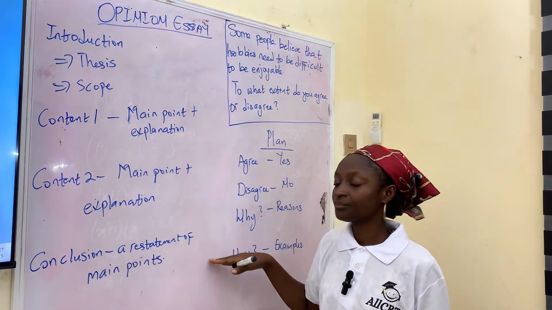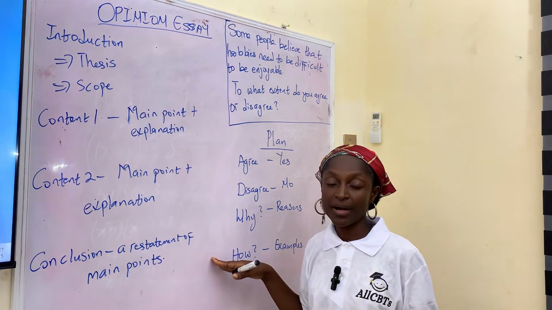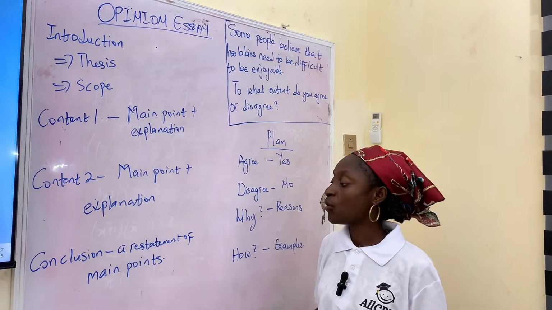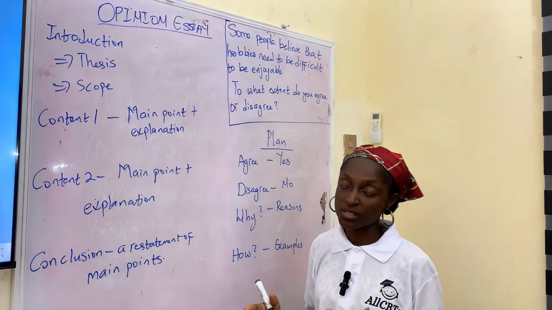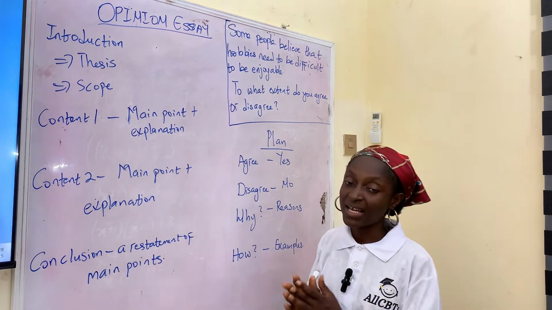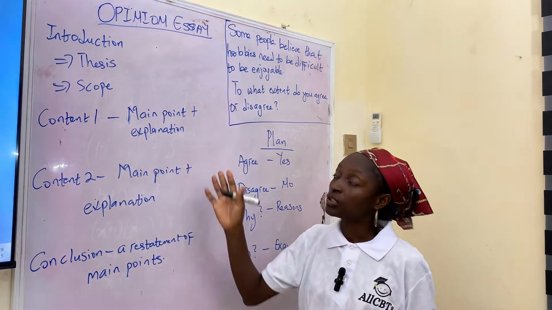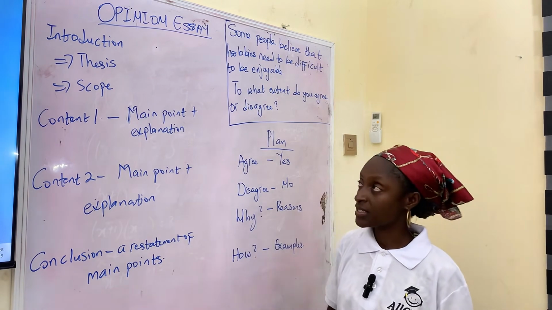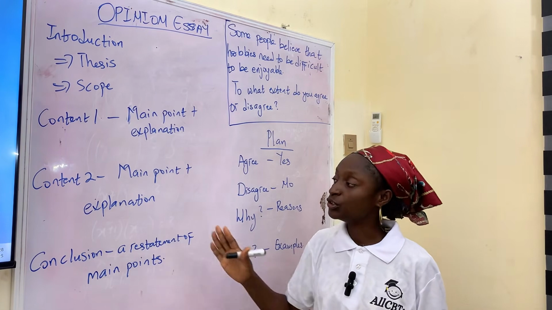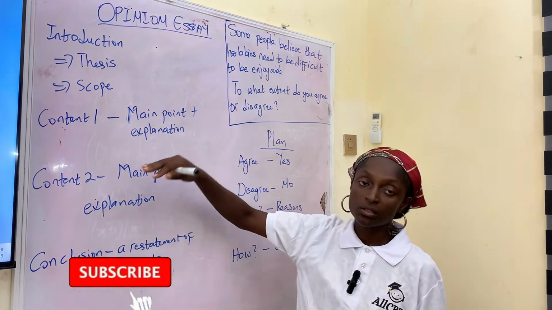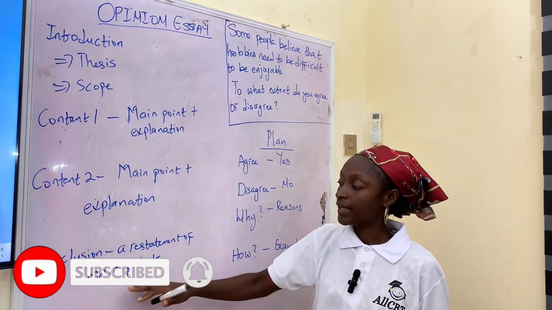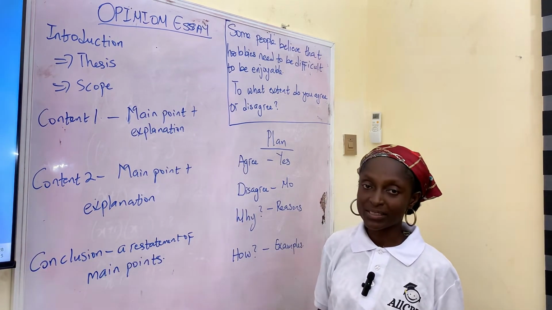Then the last paragraph is the conclusion, where you restate your main point, or better still, you just rewrite your introduction, and that is all about the structure of the opinion essay. So this is how we are expected to write our opinion essay. This is how it should look like. Introduction, content body 1, content or body 2, then conclusion. I hope that is clear.